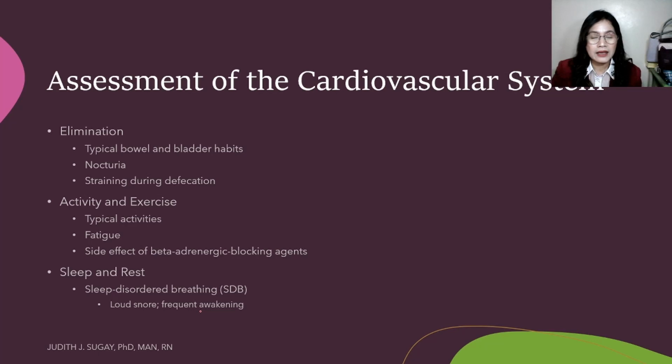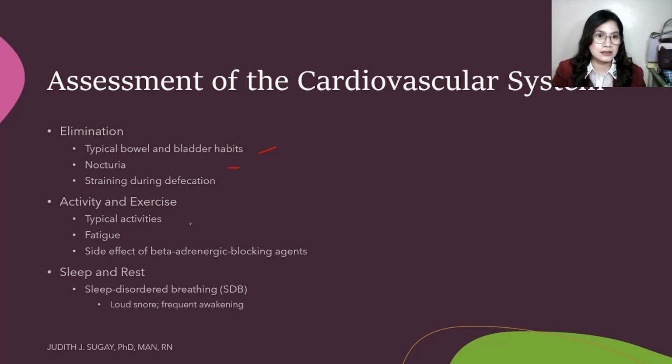What else? In terms of elimination, okay, so you ask what's the typical bowel and bladder habits, how many times do they have bowel movement a day, do they experience nocturia? What else? Do they strain during defecation? Okay, so you also have to ask if they urinate at night, how many times do they do that? Okay, and then what else?